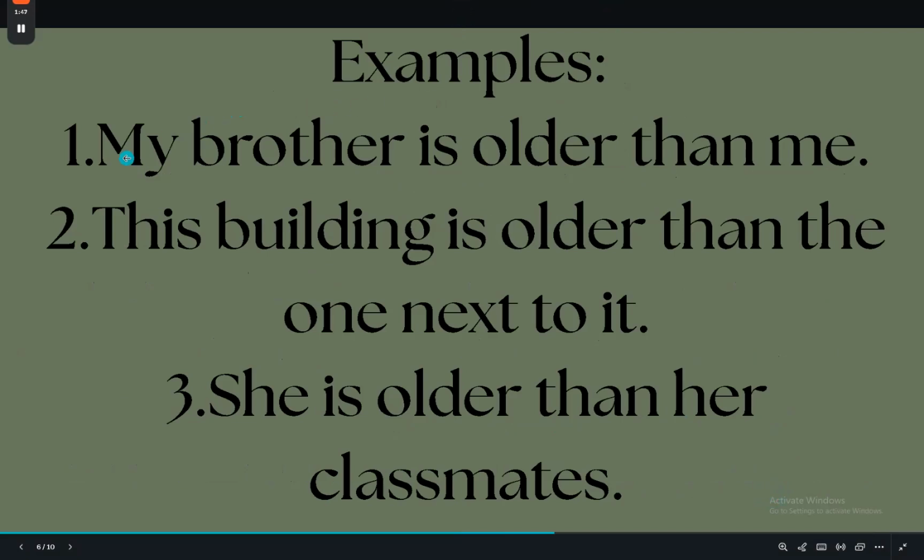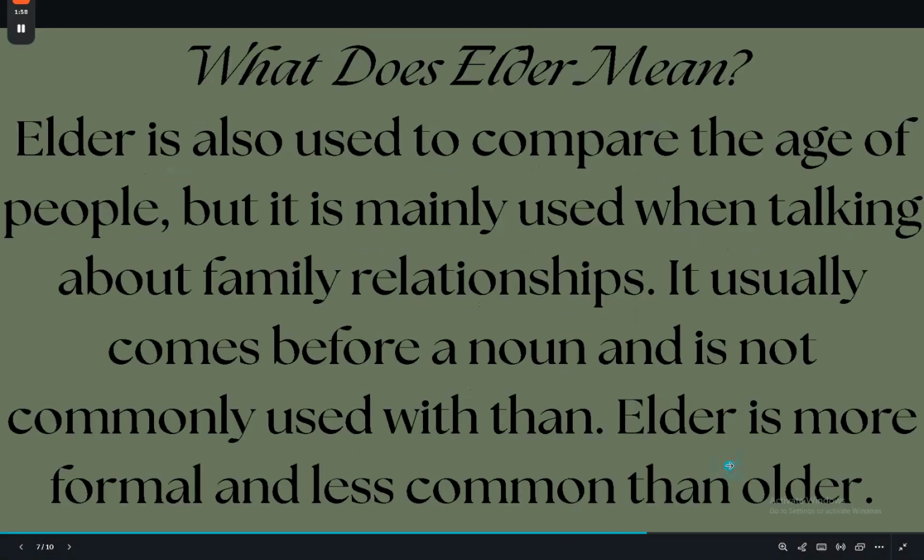For example, this building is older than the one next to it. My brother is older than me. She's older than her classmates.